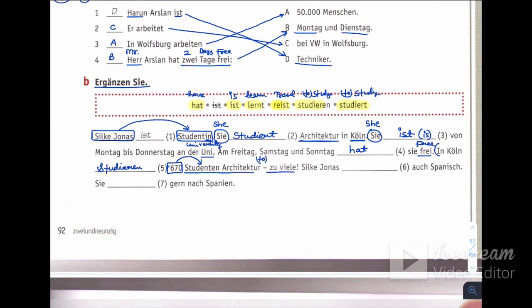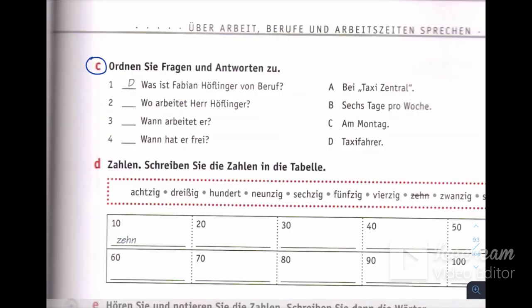So viele means so many. Now, Silke Jonas dash auf Spanisch. We are talking about a language, so spricht. She can also learn: lernt auch Spanisch. Sie, dash, gern nach Spanien. What can she do? She can travel. So, sie reist gern nach Spanien.